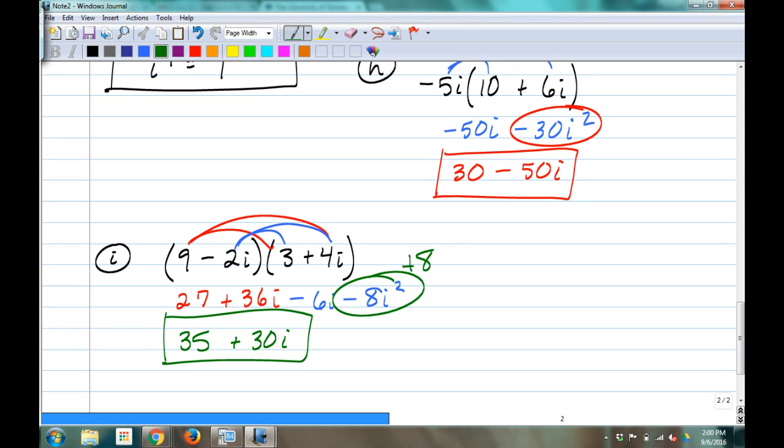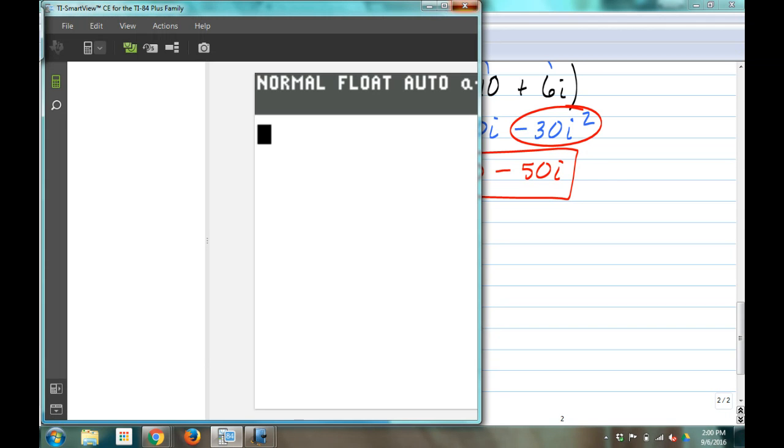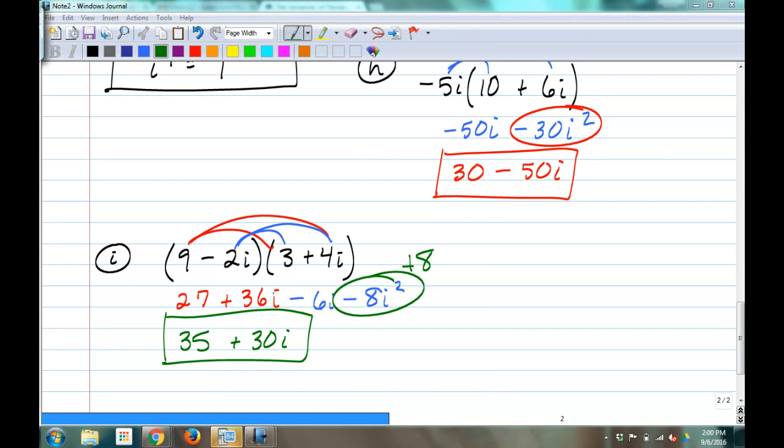That's kind of handy. All right, let's look at it on the calculator. I said we would. There. Oh, come on. Calculator. Wake up. All right.